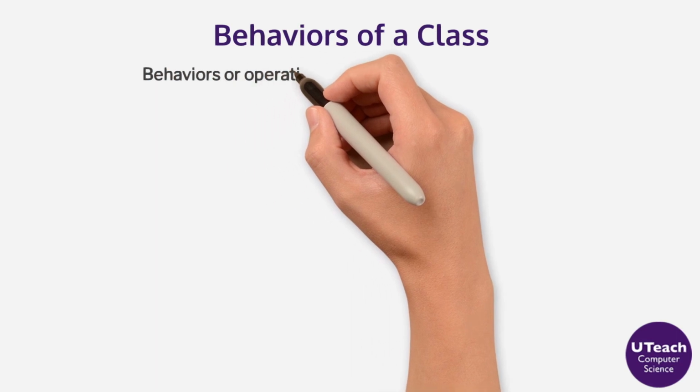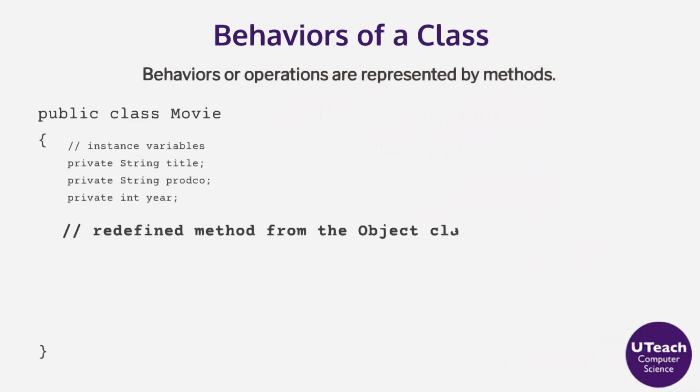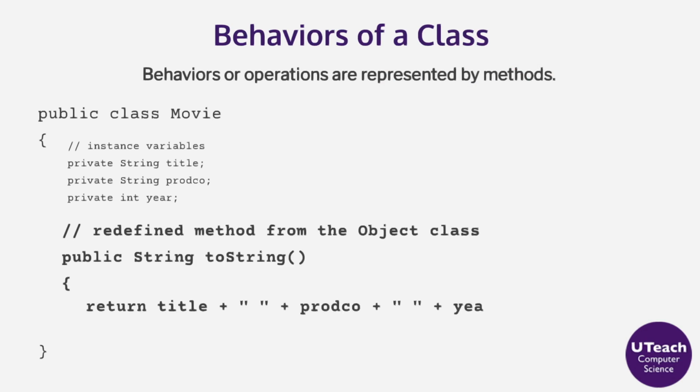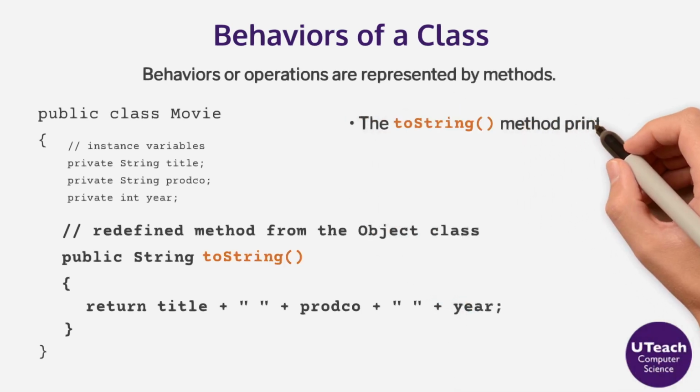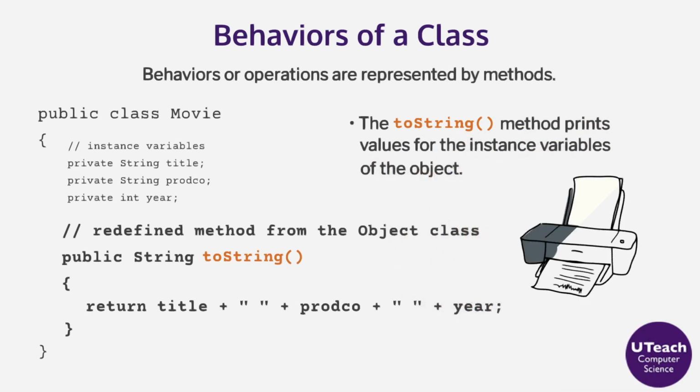Behaviors or operations are represented by methods. For this example, we are going to redefine the toString method from the Object class. The toString method prints the values for the instance variables of the object.